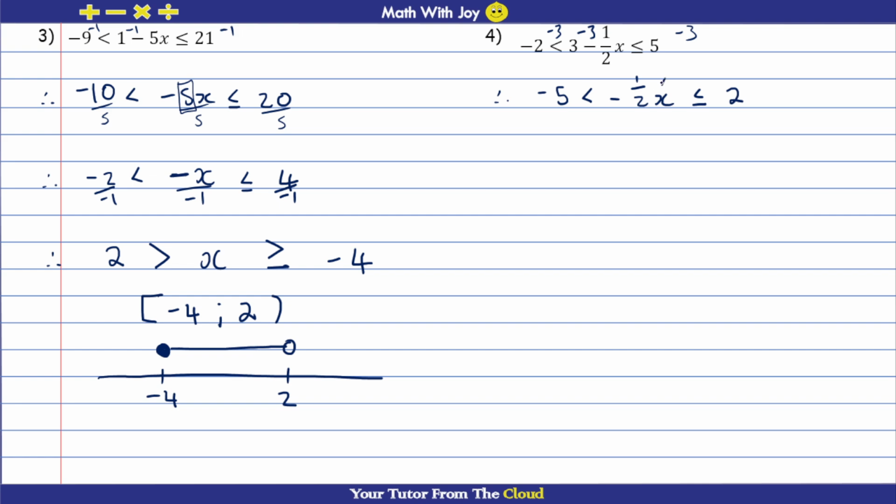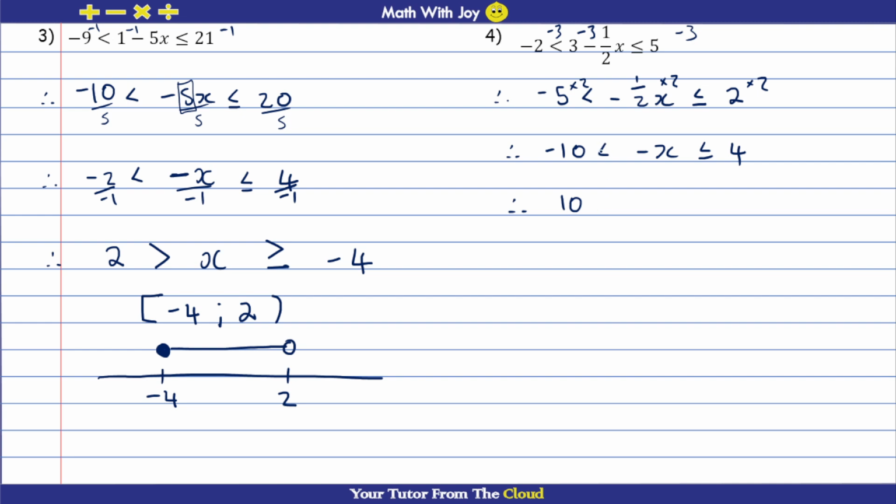Then I want to multiply by 2 to get rid of the half. So I'm going to multiply by 2 on all ends again. I'm going to get -10 is smaller than -x is smaller than 4. Then I get rid of this negative, changing the signs of every number here. So this will be positive.